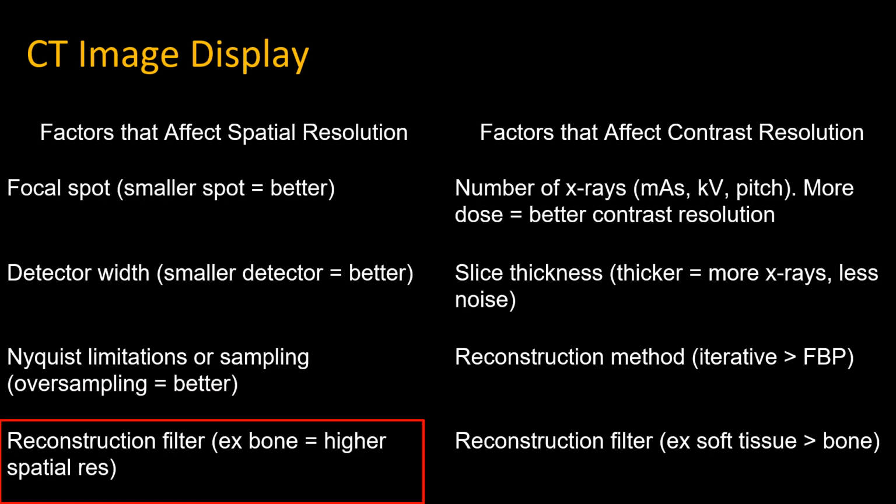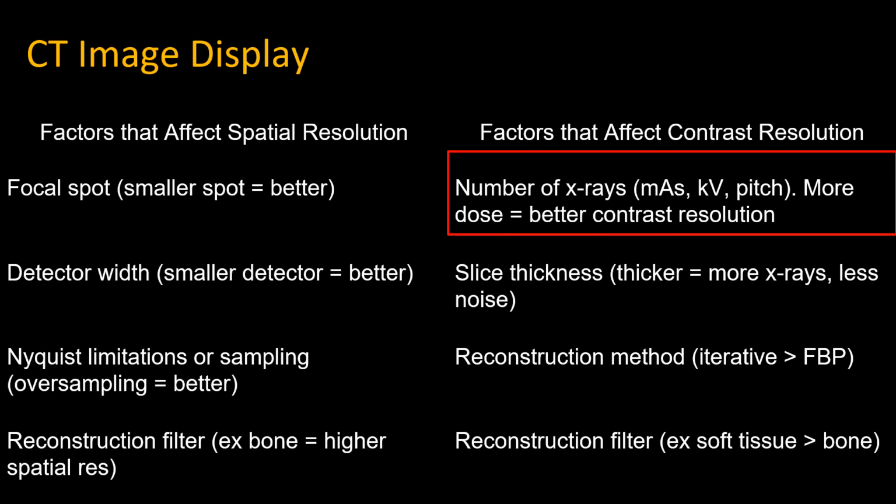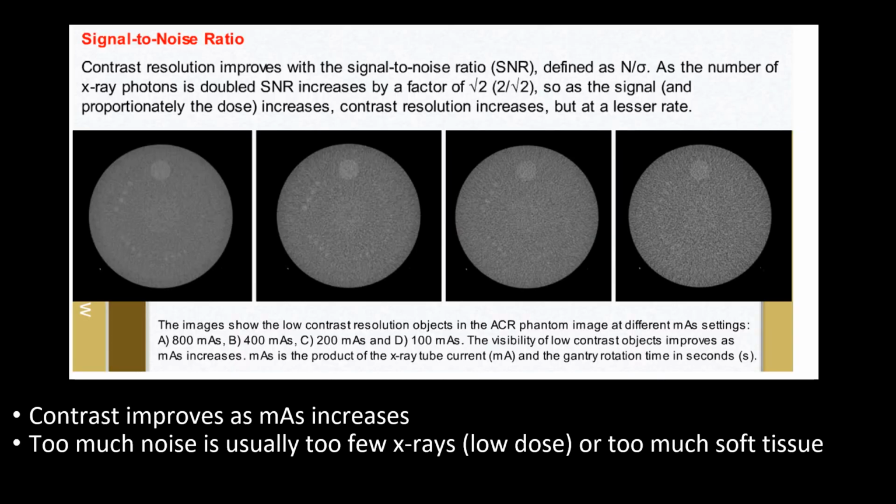Moving on to factors affecting contrast resolution, the first thing is what I think of as just the number of X-rays. This can be manipulated by changing current, the kV, or the pitch. Basically, anything that increases the radiation dose will give you better contrast resolution. Here's an example showing that contrast improves as current increases.